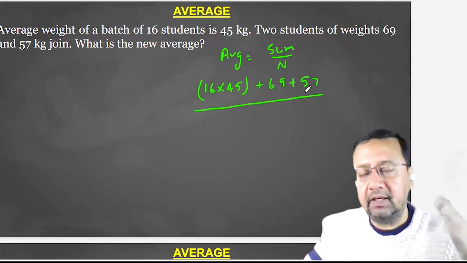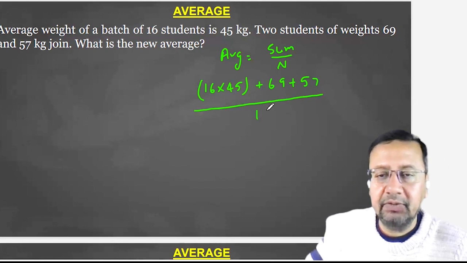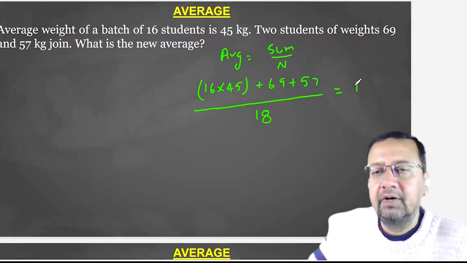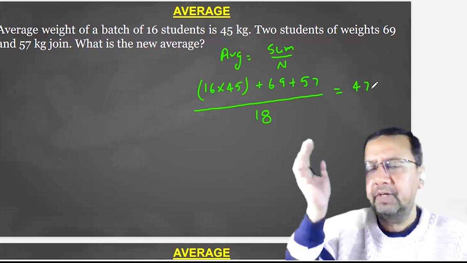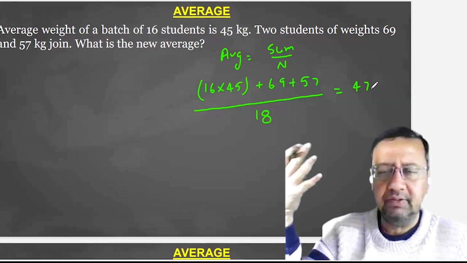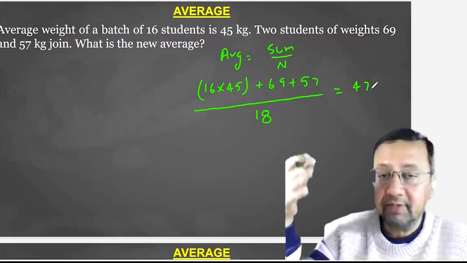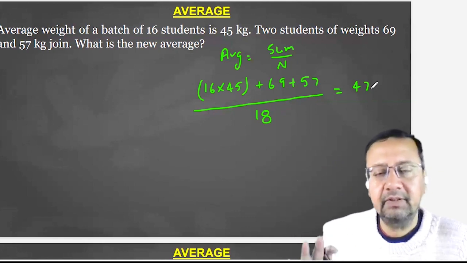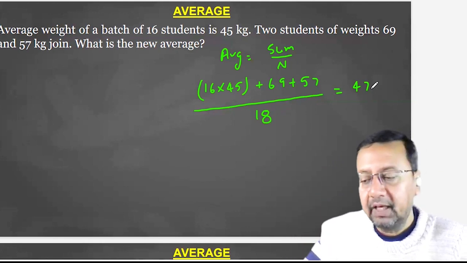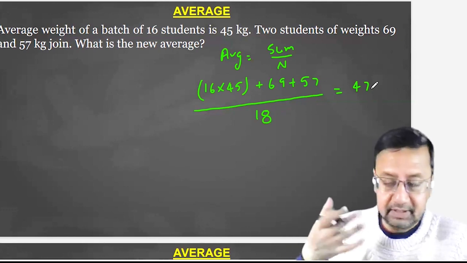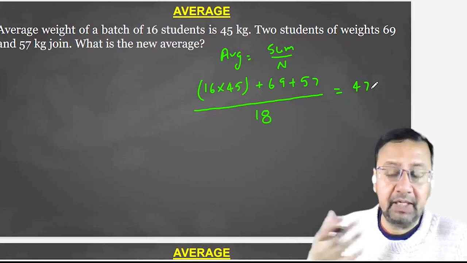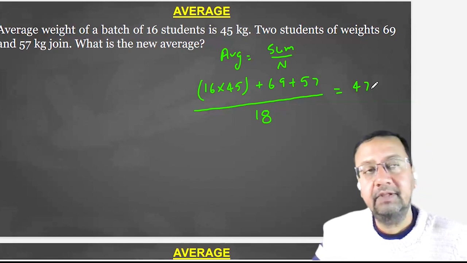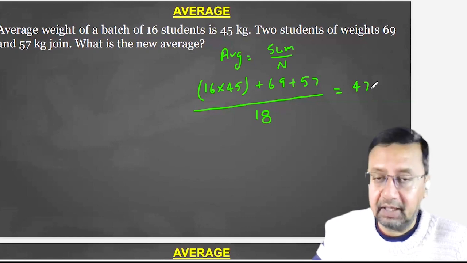And then 16 are earlier, 2 are added, so now the new count is 18. Then calculating this, we get the answer 47. So multiplication, addition, then the bigger number divided by 18, right? So all those mathematical approach methods are used in this. And sometimes some of us might try to use the calculator, and in most competitive examinations, calculators are not allowed, right?